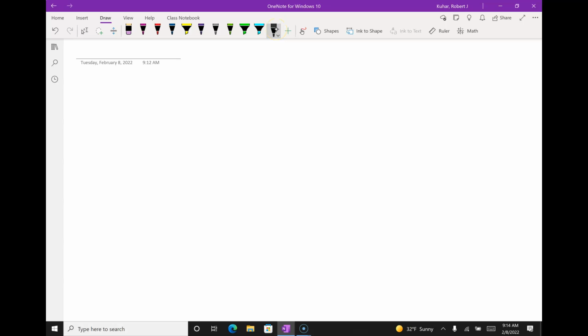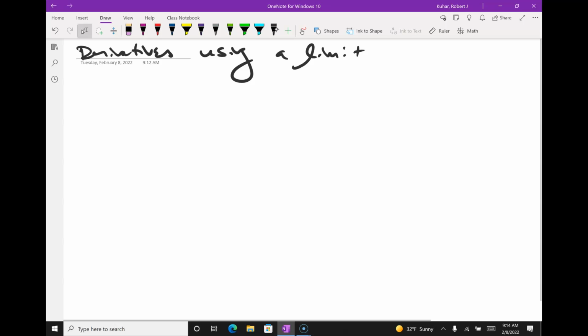So we're talking about derivatives using a limit. Let's do a tough one, okay? We'll say f of x is the square root of 1 minus 2x. My shortcut here is actually called the chain rule.